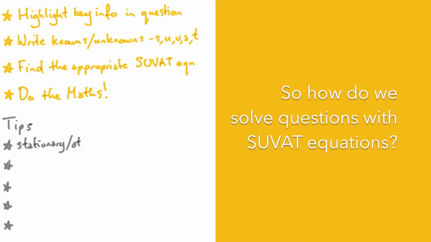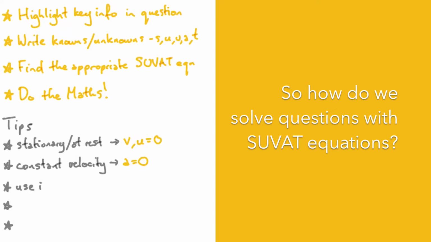Okay. Now, some tips. So the words stationary or at rest mean some form of velocity is equal to 0, so it could be final or initial. Constant velocity means our acceleration is 0, so there's no acceleration there. We also use the initial position, and we usually set that to be 0. So even if it's high up, we set that to be 0.